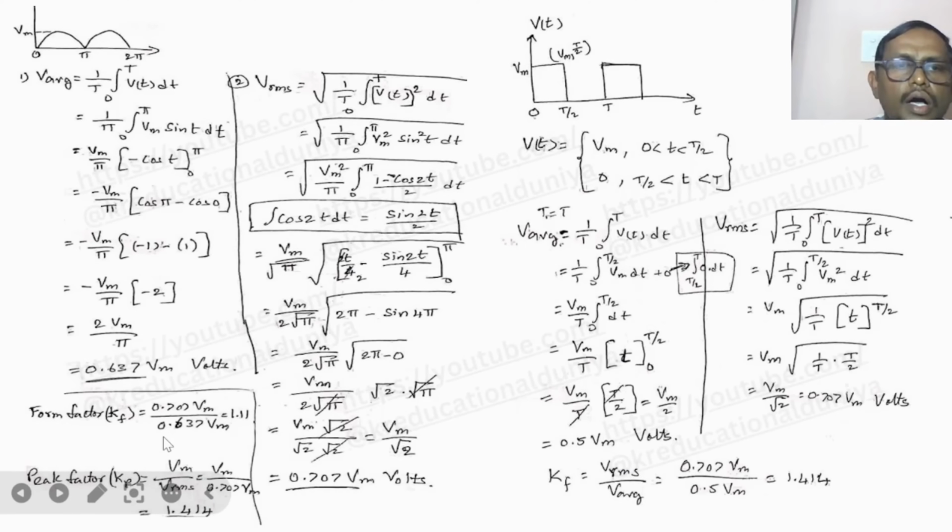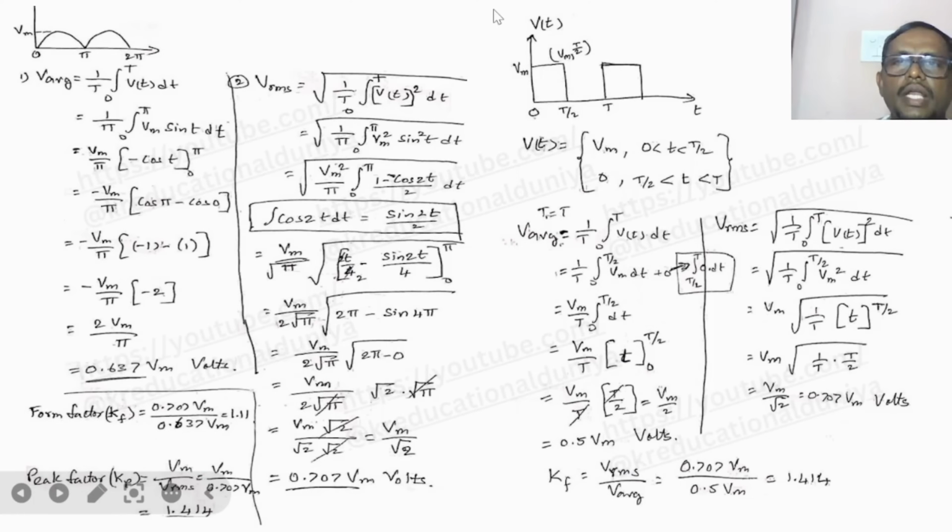Once you have the average value of 0.637 Vm and RMS value of 0.707 Vm, then find out the form factor and peak factor. Form factor Kf equal to 0.707 Vm by 0.637 Vm, that is equal to 1.11. Vm will get cancelled. And next peak factor Kp equal to Vm by Vrms. Vrms value is 0.707 Vm. Vm will get cancelled, 1 by root 2, otherwise 1 by 0.707, equal to 1.414. Like that you need to find out the values of Kf and Kp.